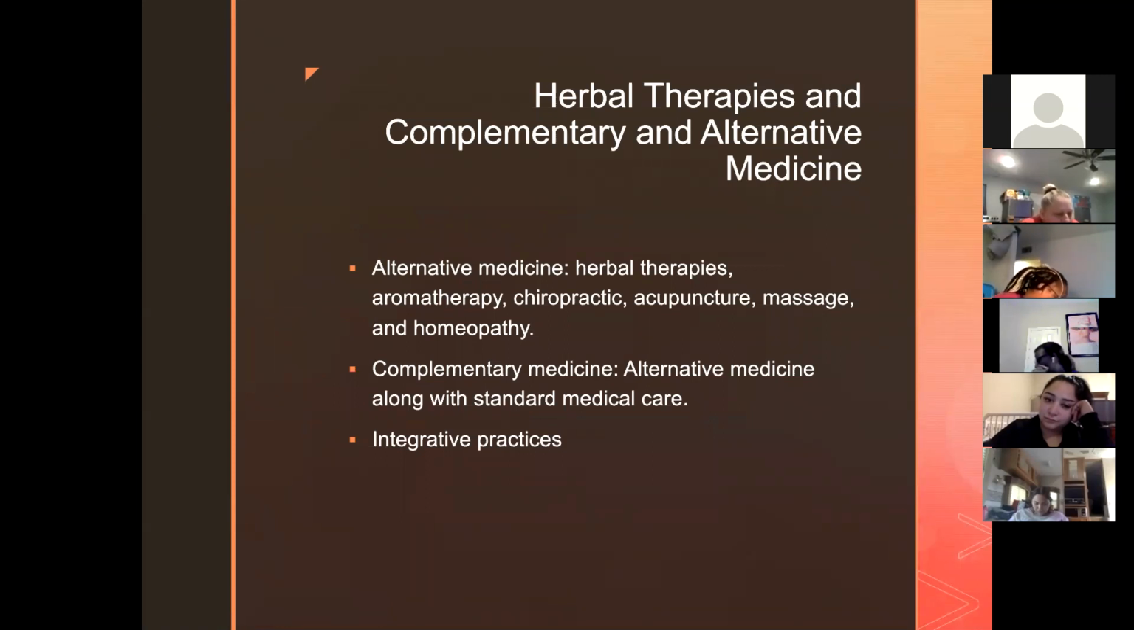Alternative meds. I think to some degree, a lot of us subscribe to a lot of different alternative medicines, herbal therapies. You know me and my aromatherapies. I got to have my aromatherapies. I have all the oils, all the oils. They all work for everything, right?